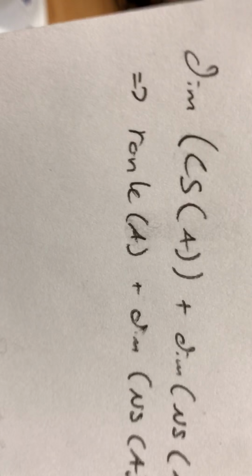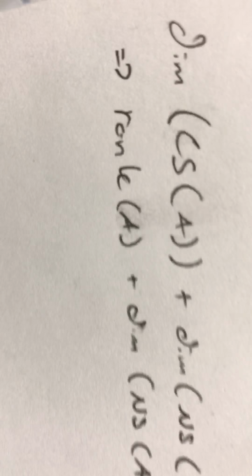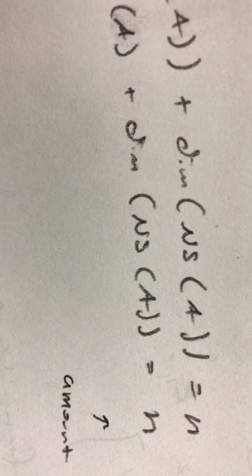Very useful when trying to figure out the dimension of a null space, or what the rank is, or figuring out if a matrix is invertible. Because a matrix is invertible if the rank of A equals n, therefore the dimension of the null space must be 0.